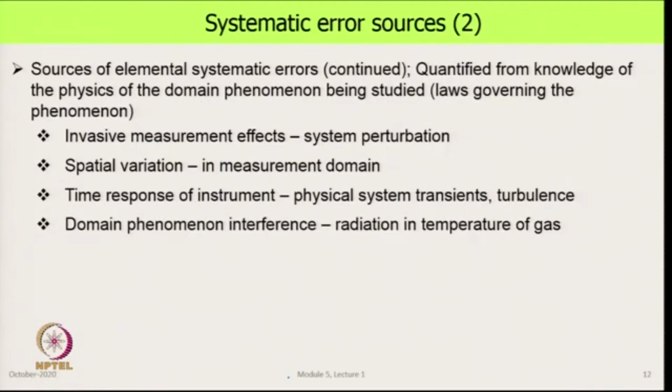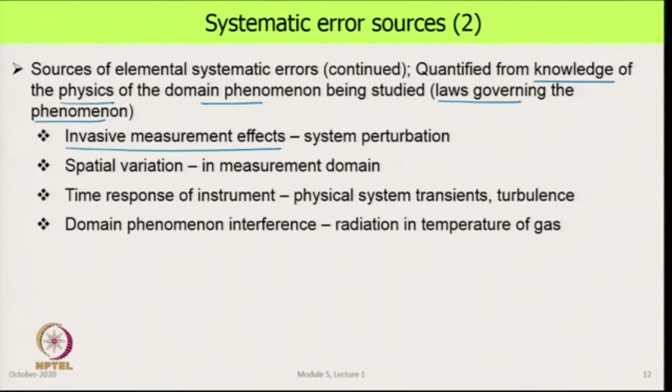Now, we come to another set of systematic errors whose quantity can be established from knowledge of the physics of the domain. What you are studying, we understand the laws governing that phenomenon, that is what I have put here, and using that knowledge we can estimate that if there is some extraneous thing coming in, how much would be the error because of that. I have listed here 4 items. The first one is invasive measurement effects.